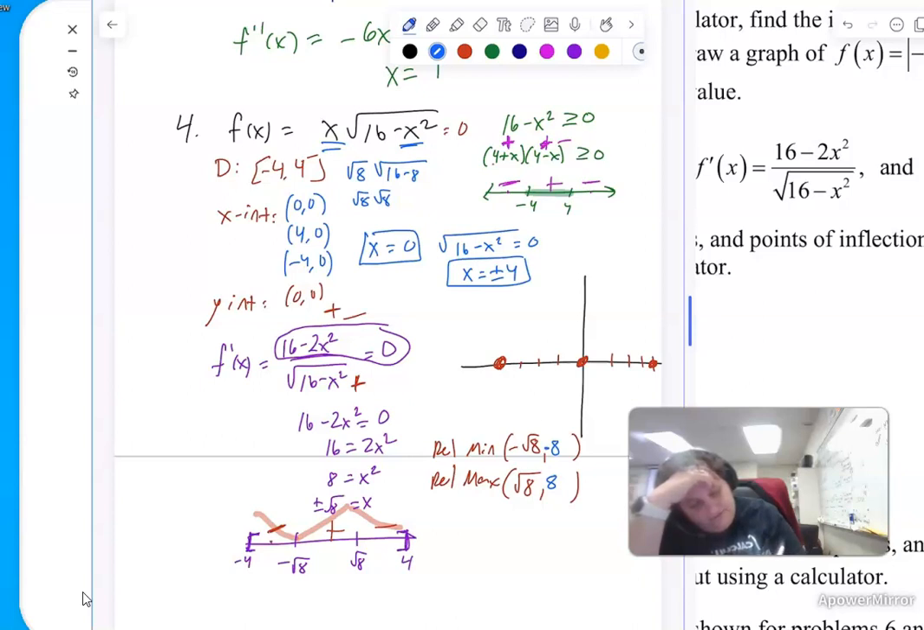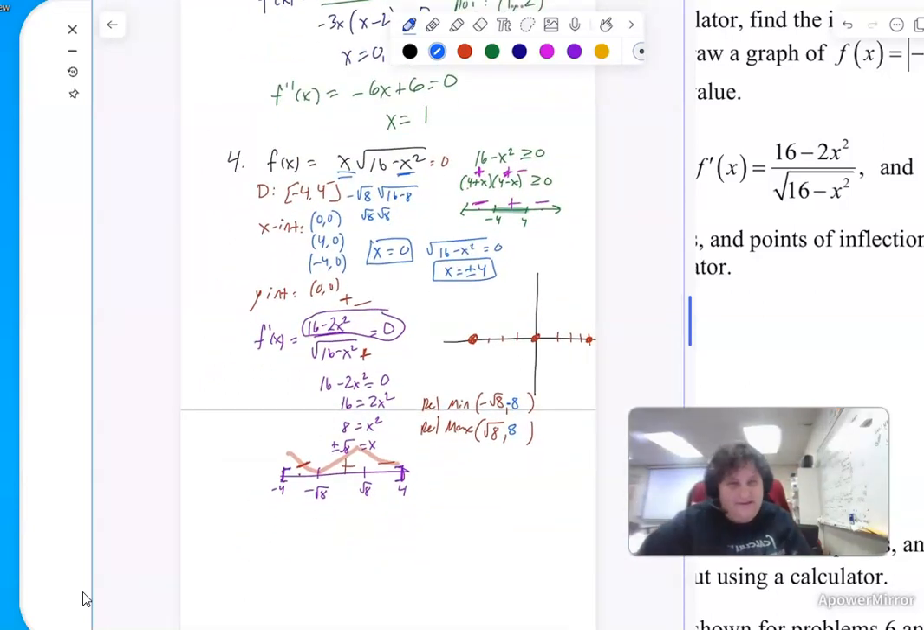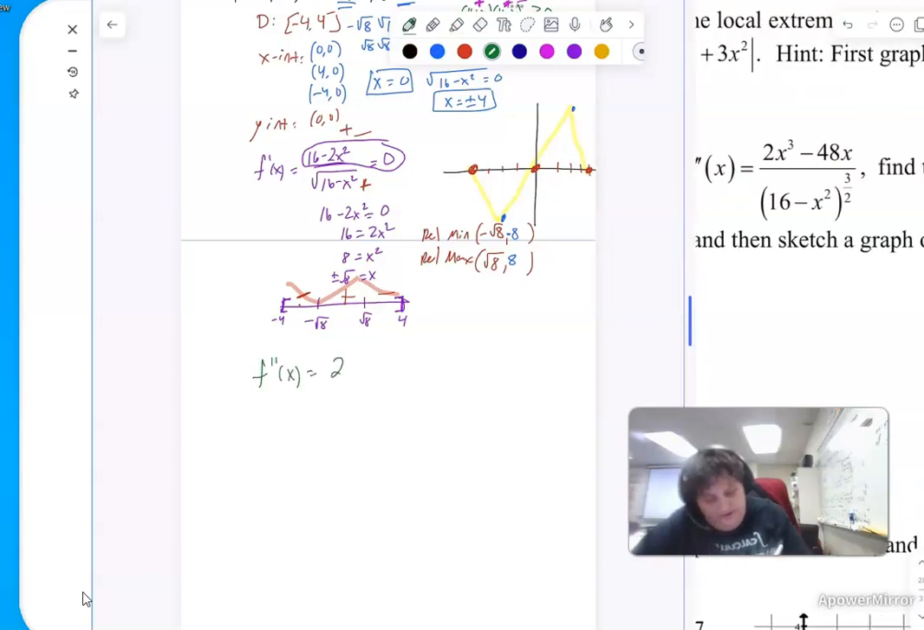Square root of 16 minus 8, it would be like that. Yeah, it would be negative 8, okay? Square root of 8 is like 2 point something. So negative 2 point something, negative 8. Positive 2 point something, positive 8. And right now I know that it goes decreasing, increasing, decreasing. Okay? Now I'm going to do my second derivative, which it told me is this.